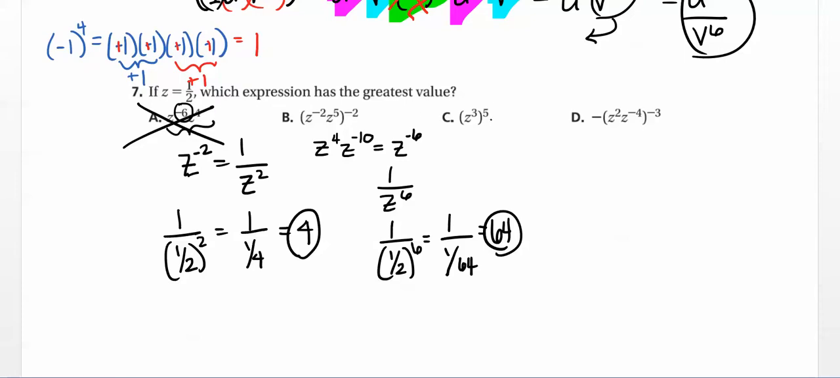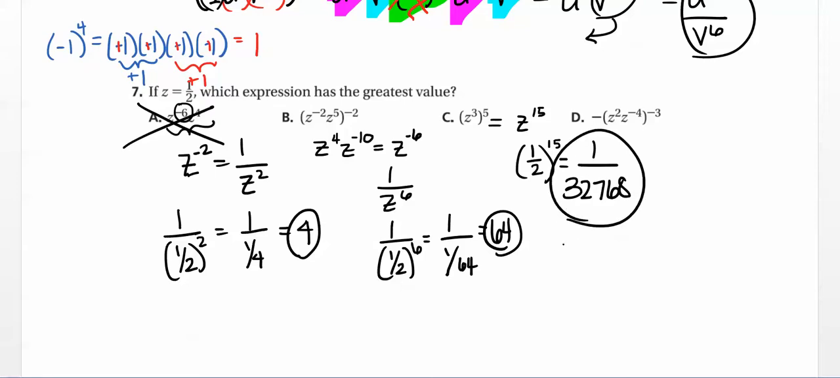B is looking good. Okay, this is going to be z to the 15th, which is 1/2 to the 15th power. That is a very small number. Let me get my calculator to do it right. Really, really tiny. That's basically 1 over 2 to the 15th, which is 32,768. That's 1 divided by that. That is really small. Okay, so C is not it.